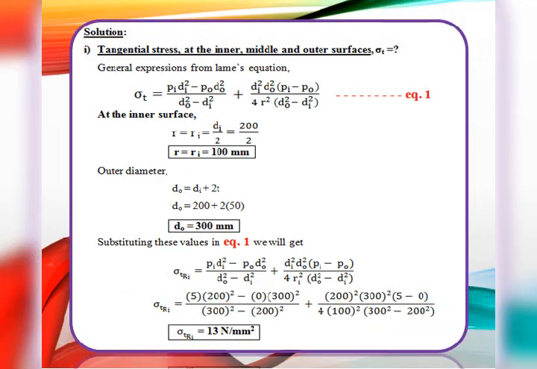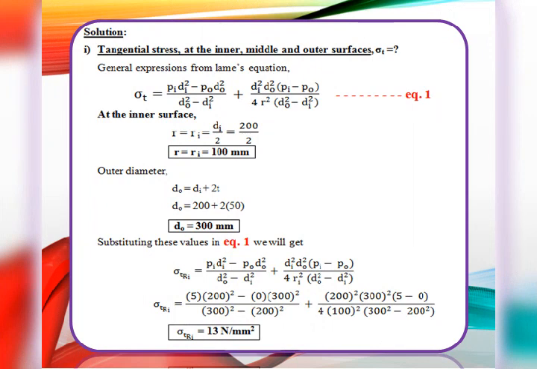Now we'll do the solution. The first heading is tangential stress at the inner, middle and outer surfaces, sigma T. Using Lame's equation, which we'll call equation number 1, sigma T is equal to (Pi di square minus P naught d naught square) divided by (d naught square minus di square), plus di square d naught square (Pi minus P naught) divided by 4r square (d naught square minus di square). Now we'll split the problem into 3 parts and evaluate individually: the tangential stress at the inner surface, later the middle and then the outer surfaces.